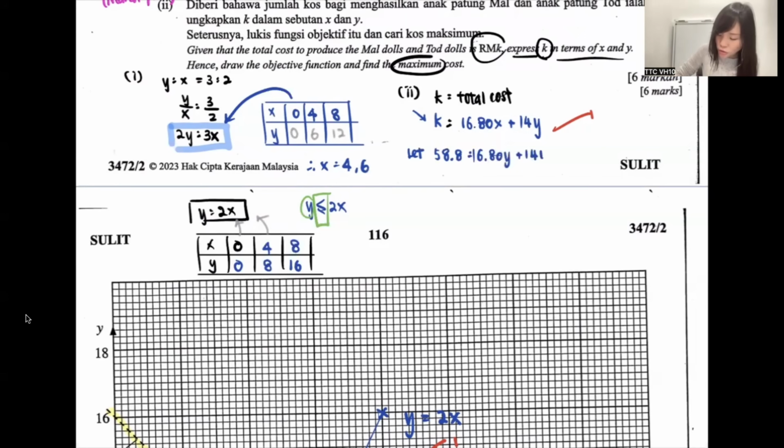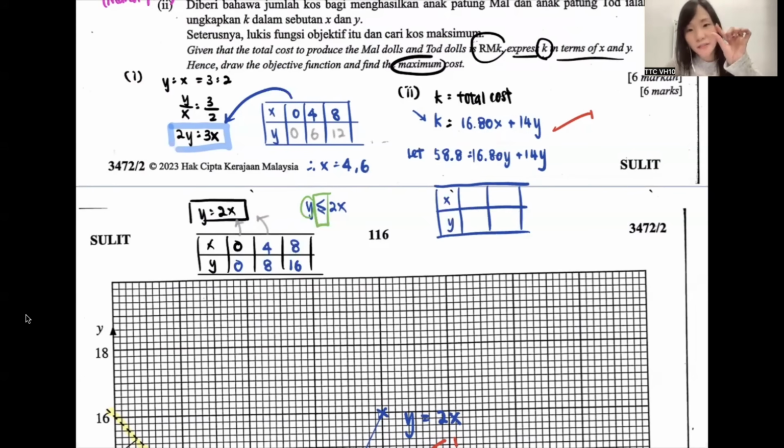Don't tell me, teacher, don't use 58.8? Can. You want to use what? 176.4 also can. Legit can one, okay? I just like a small one. So let's say I use 58.8. So guys, now I draw a table to find the values out. Normally, because if I draw a small one, then I won't be able to get too many points, so I just find 2 points for this case.